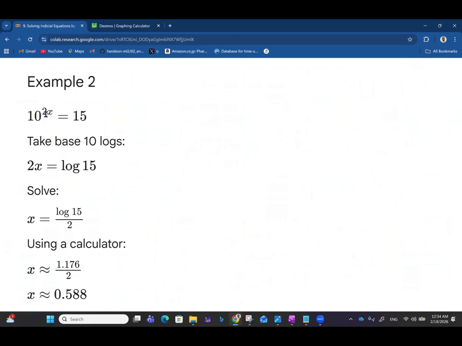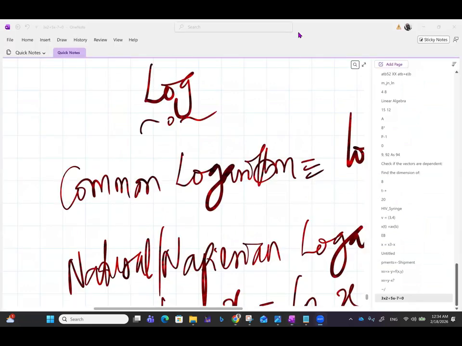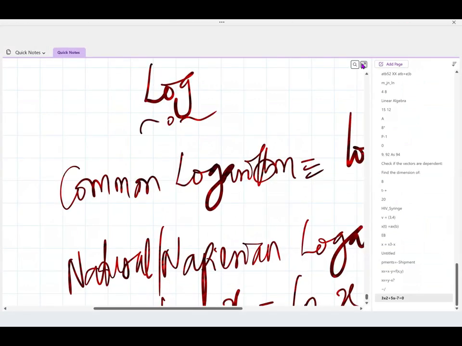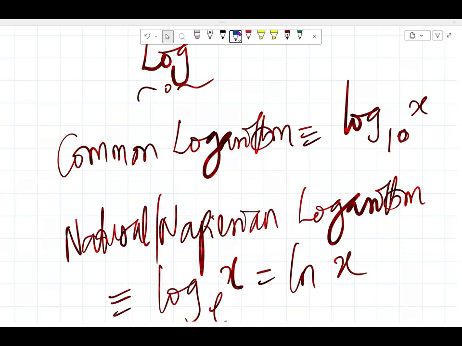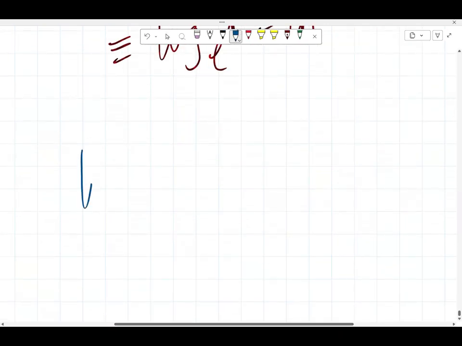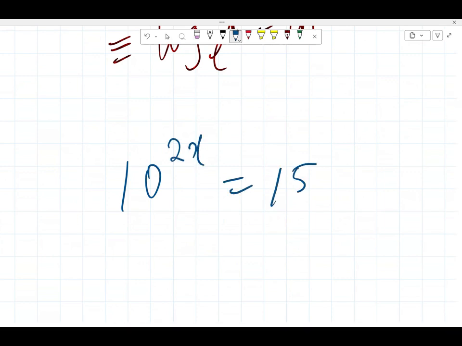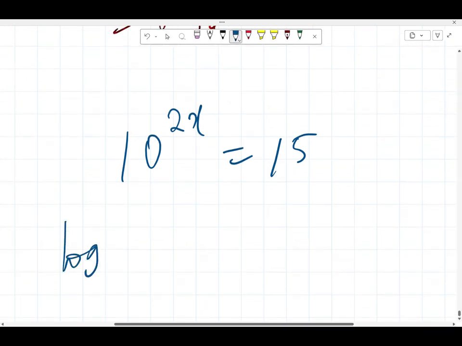So you have 10 raised to 2x equals 15. Because this one is base 10 now, we can easily take log to base 10 on both sides. So you can take log to base 10.